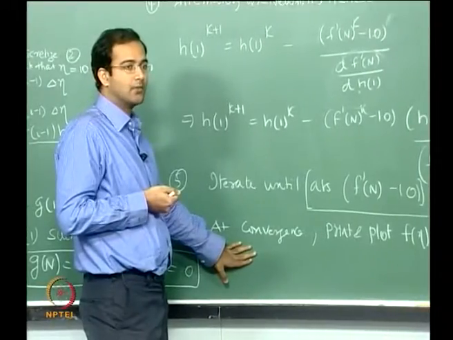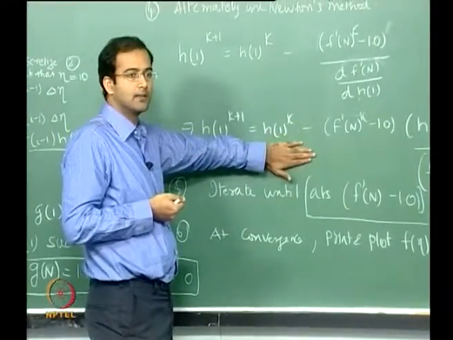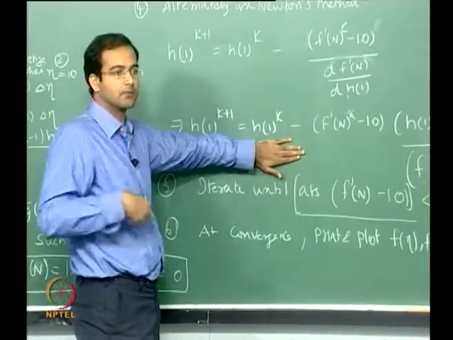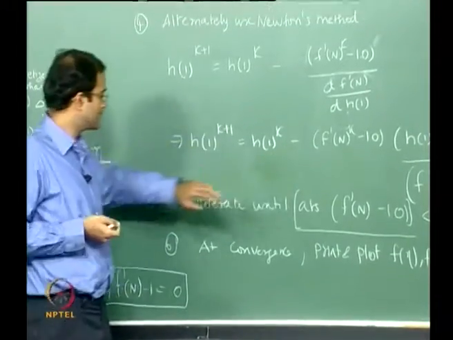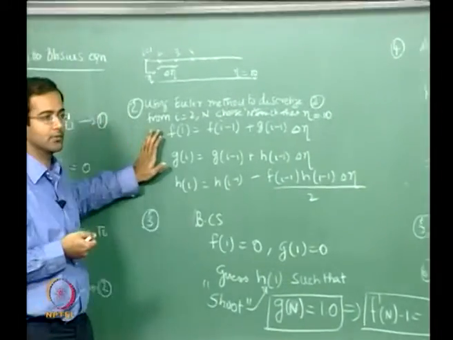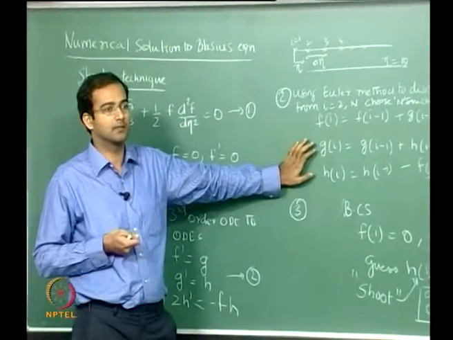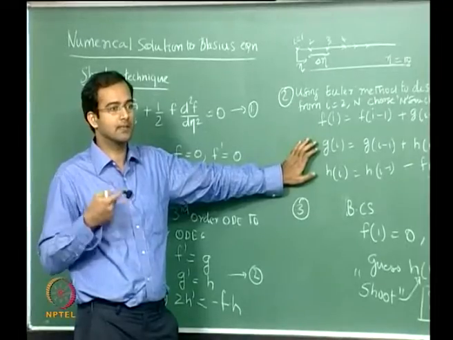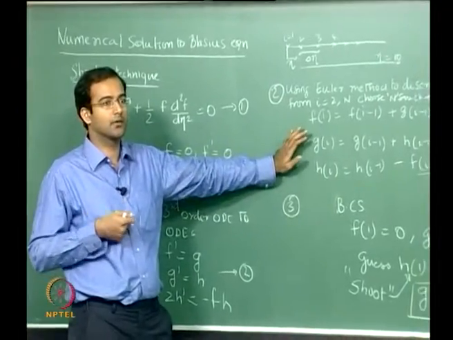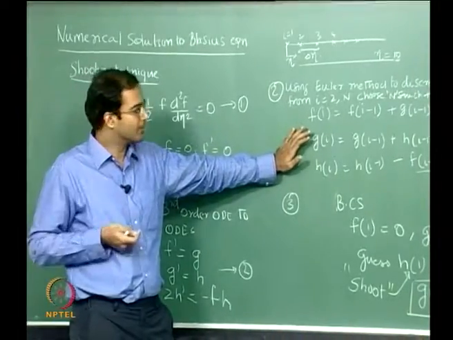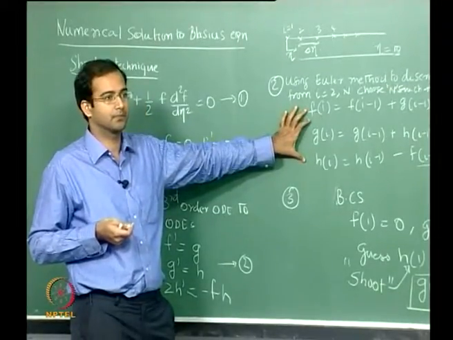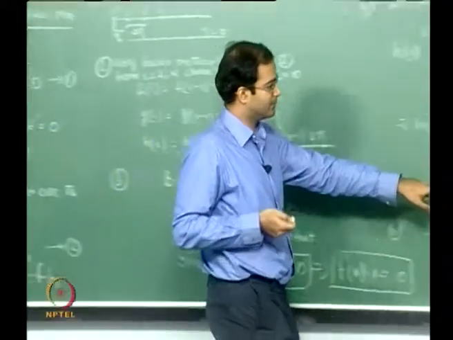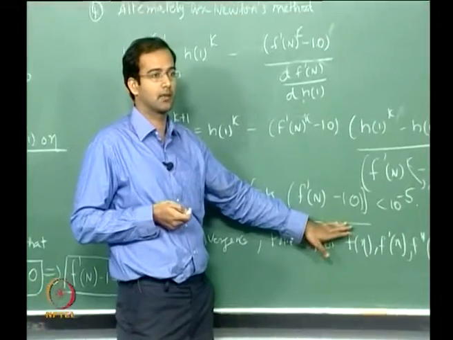Okay, so now you have an iteration here. This is an iterative loop where you keep changing the guess. Each time you change the guess you have to march the solution in space, correct? So for each guess you have to do this. If you are doing 100 guesses, for each of the 100 guesses you have to march in space and check if your condition is satisfied for convergence.